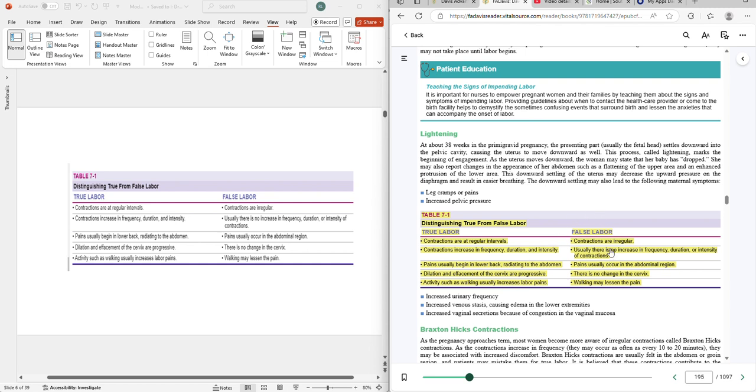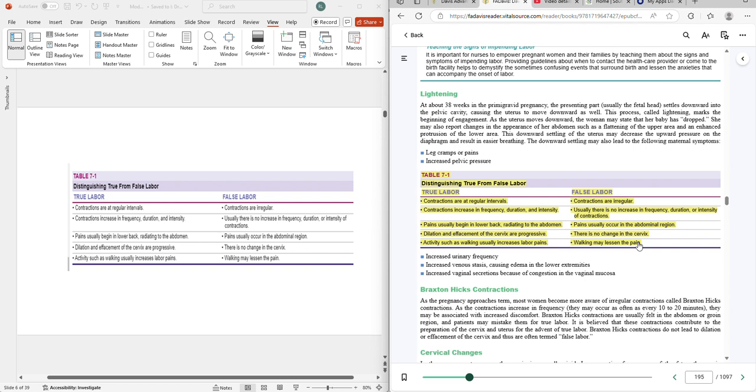False labor, they're irregular. There's no real increase in the strength, frequency, duration, and intensity. The pain is just in the abdominal region, which may indicate Braxton Hicks contractions. There's not really any cervical change, and the pain gets better with walking.